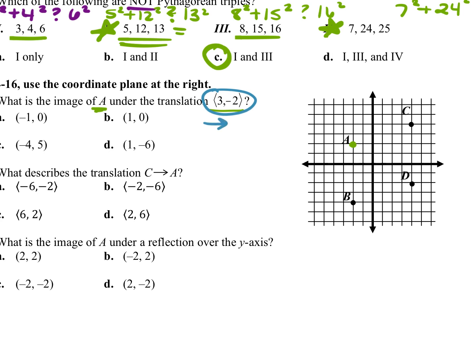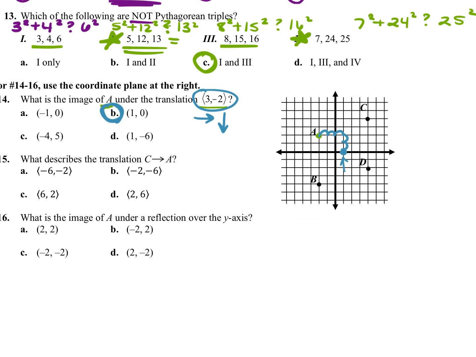3, negative 2. 3 is 3 to the right. Negative 2 is 2 down, right? So you're going 1, 2, 3, 1, 2. That puts you right there. Name that point. It's B. That is not the name of the point. It's 1, 0, right? 1 to the right, 0 up and down from the origin. So that's B. So from point A, you moved 3 to the right and 2 down. So that puts you at 1, that's the point 1, 0.